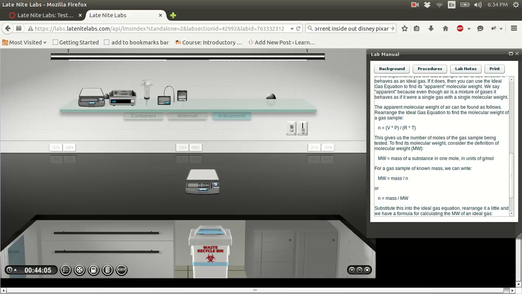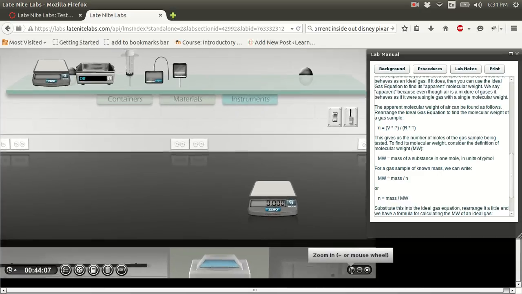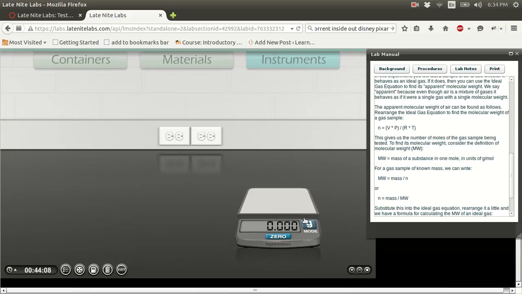You would use one of these, this handy dandy, nifty scale or balance. If you weigh your container and then weigh the air that goes in your container and then subtract the mass of your container out, then you'll get the mass of the air. Once you have the mass of the air, if you divide that by the n calculated like so, then you'll get the molecular weight, MW, also known as the molar mass.